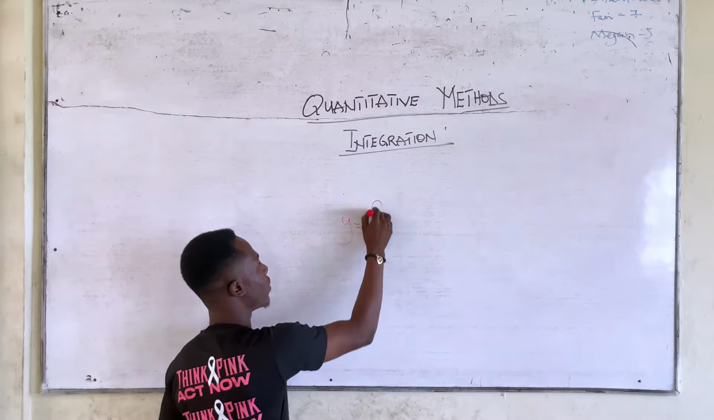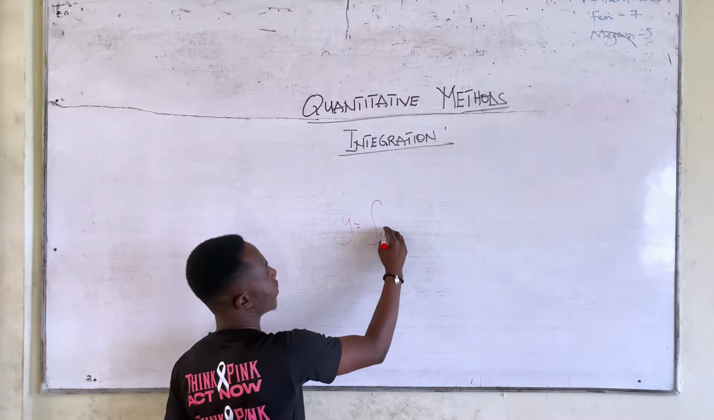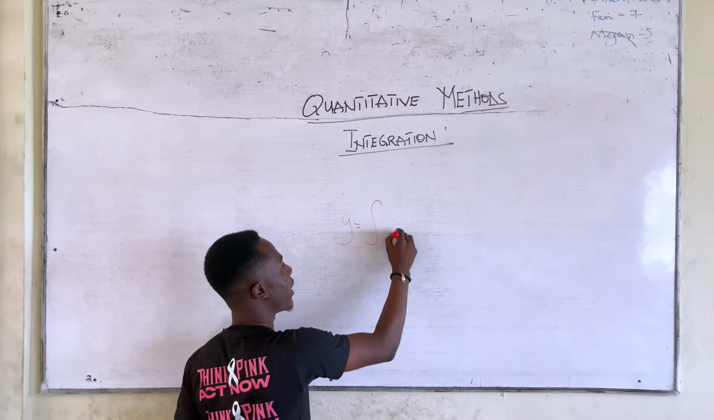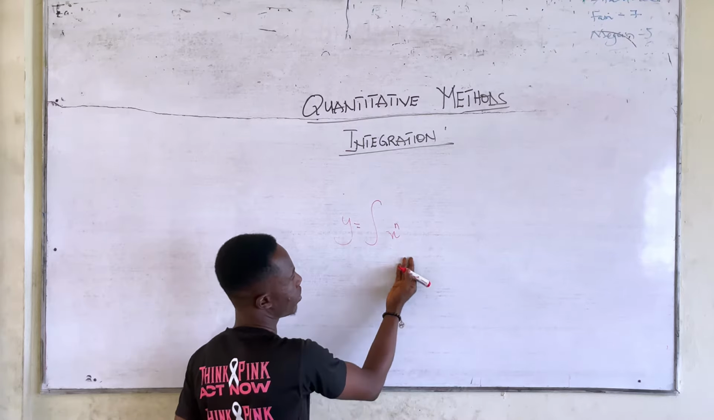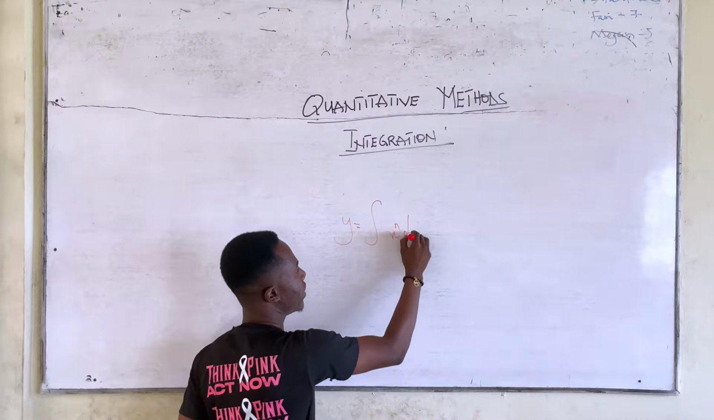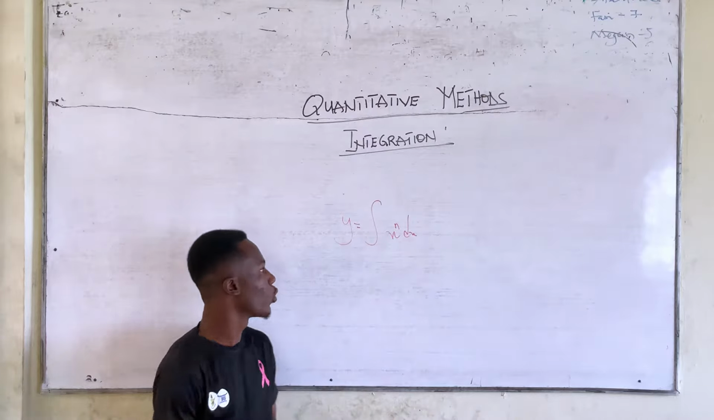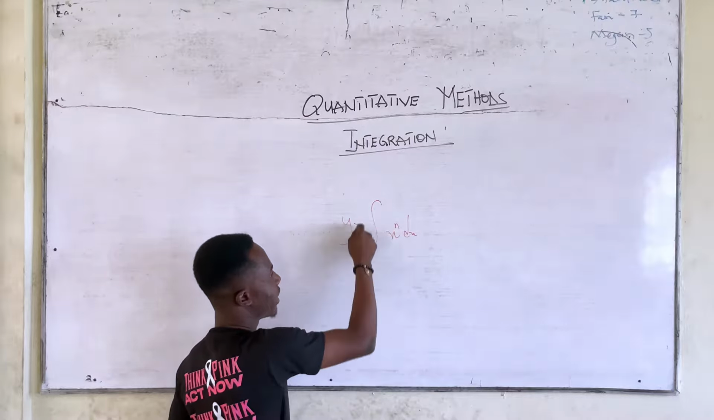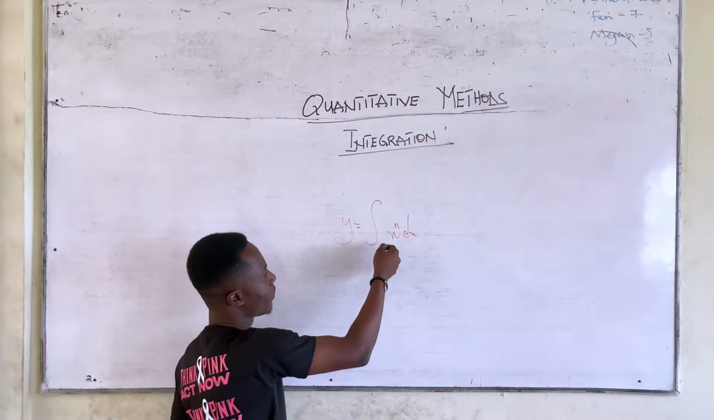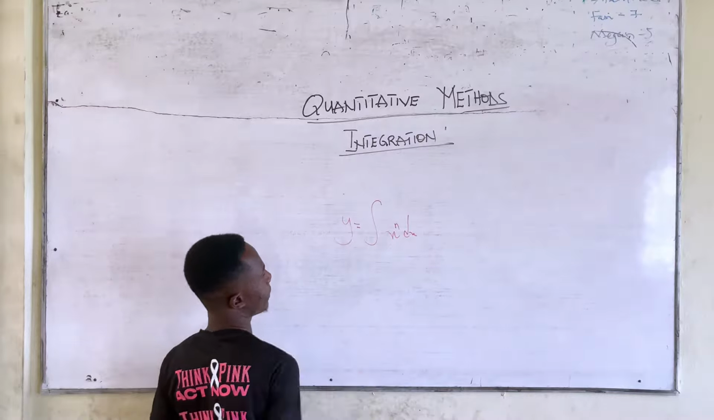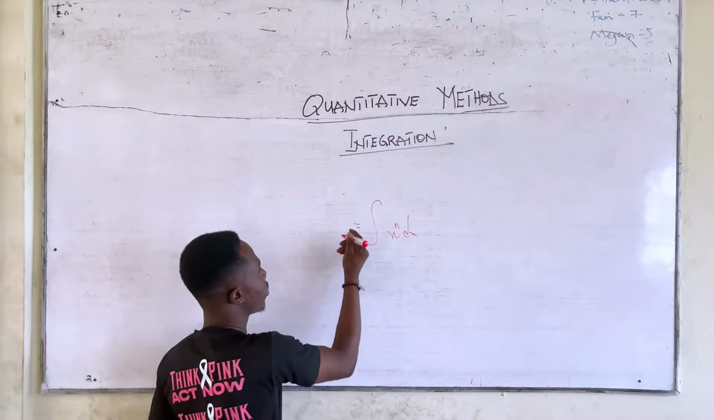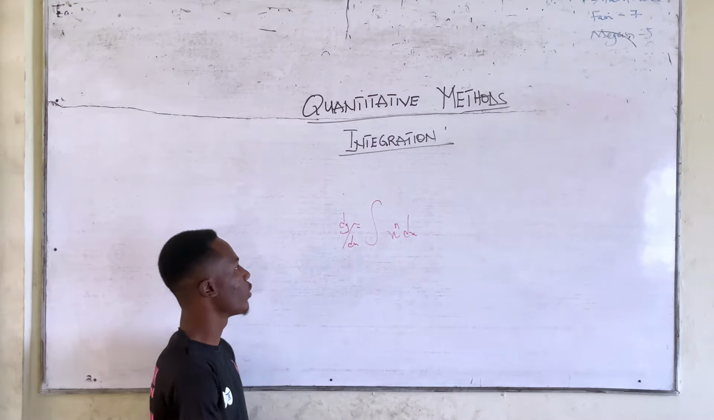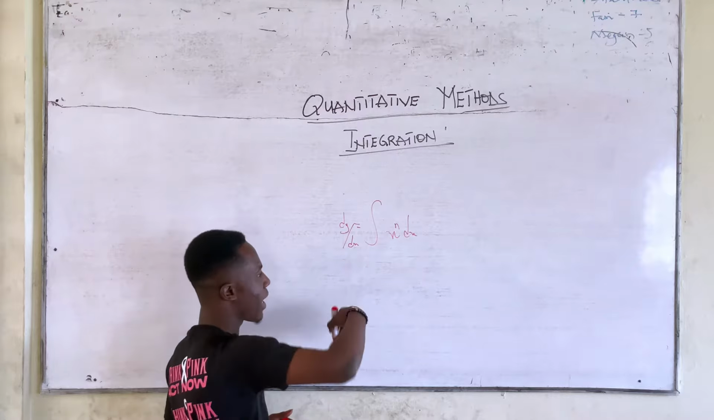y is equal to the integral of x exponent n dx. Suppose you have a function like this, dx. This is the differentiate of the function, so this is the integral value. Now, if you want to integrate this, it has to be in the form of dy dx because you have differentiated it. If you want to integrate it, you are bringing it back to y.